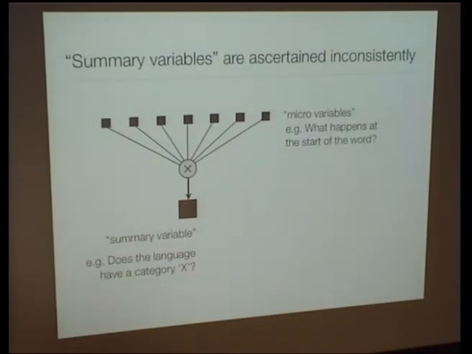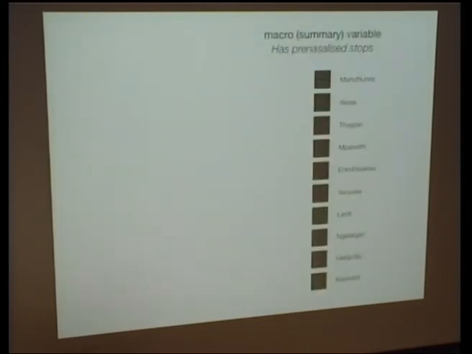Now, the main problem with summary variables lies in the nature of this function standing in the middle. When you survey linguistic practice, what you find is that this function, which converts all the myriad of microvariables into a summary variable, is neither deterministic nor the same for all linguists. And that means summary variables, the one variable at the end, are assigned values inconsistently across languages, inconsistently across linguists. And linguists are aware of this fact, embarrassing as it is to us.